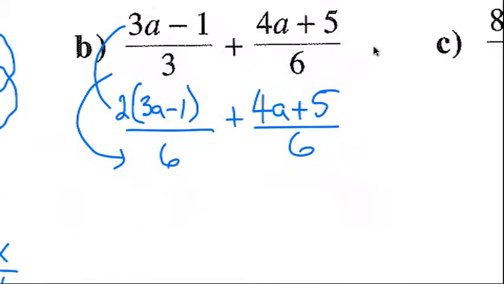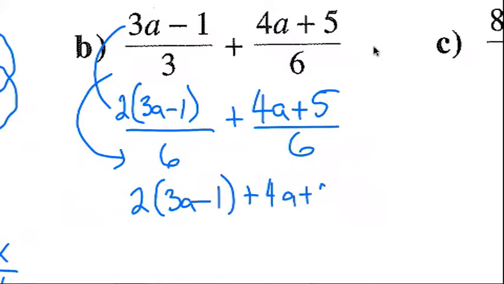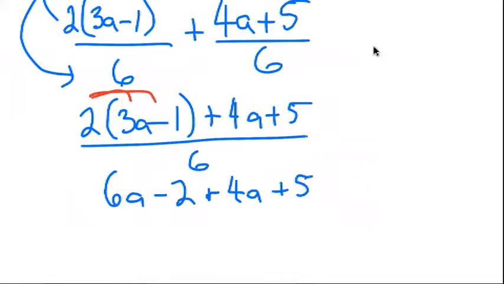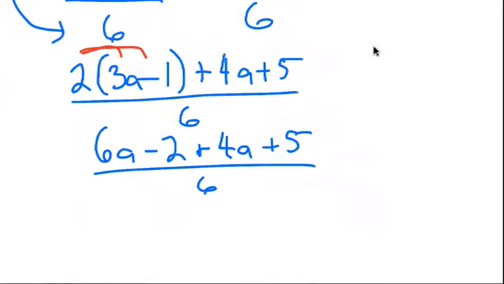Now I've got a little bit more work to do here. 2 times (3a minus 1) plus (4a plus 5) all over 6. And I'm going to bring the 2 in, distributive property, and then combine like terms. 6a minus 2 plus 4a plus 5 all over 6. Well, 6a and 4a is 10a. Minus 2 plus 5 is plus 3, all over 6.